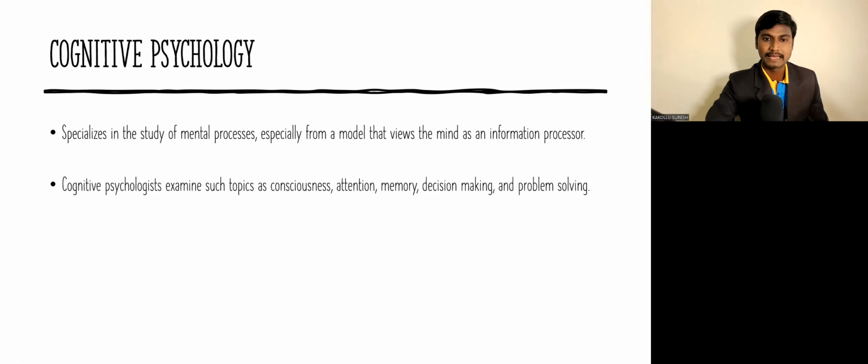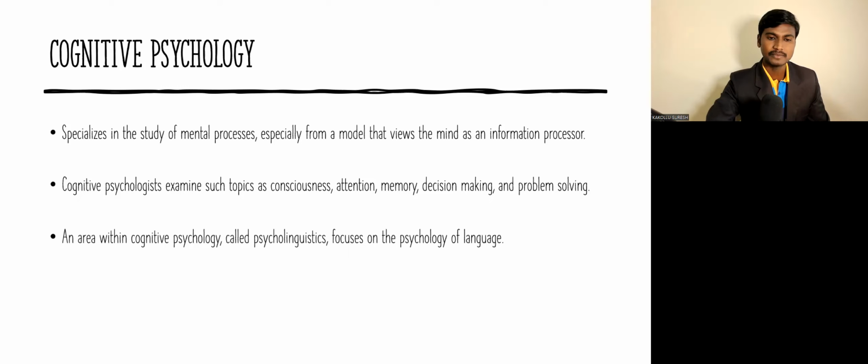Cognitive psychologists examine such topics as consciousness, attention, memory, decision making, and problem solving. These are some of the key elements of cognitive psychology. There is an area within cognitive psychology called psycholinguistics, which focuses on the psychology of language. So please remember this point, and I'm going to discuss a little bit more about this element of cognitive psychology that deals with the psychology of language.